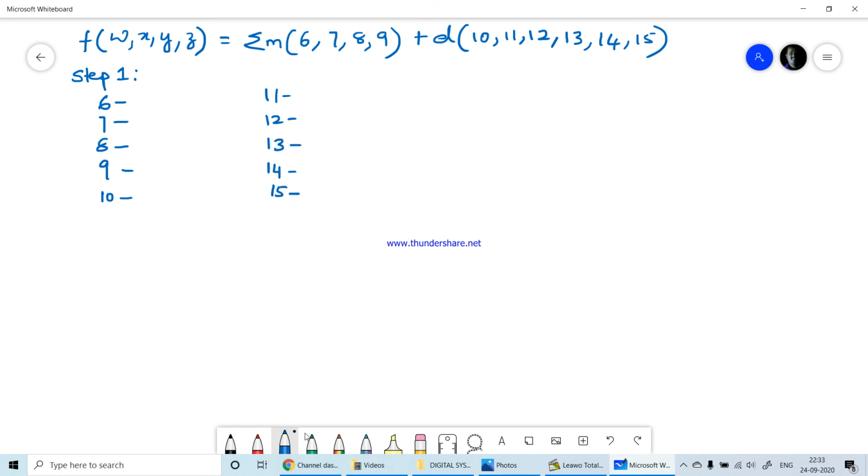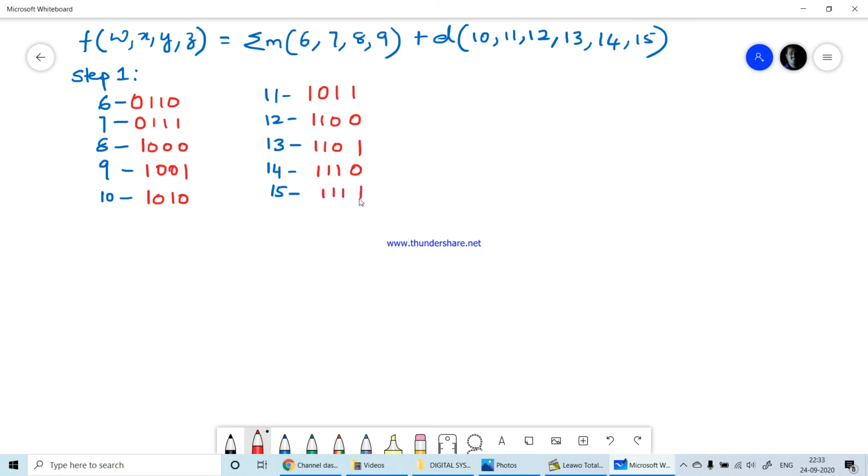If you write the binary values for all of these, 6 is 0, 1, 1, 0, 7 is 0, 1, 1, 1, 8 is 1, 0, 0, 0, 9 is 1, 0, 0, 1, 10 is 1, 0, 1, 0, 11 is 1, 0, 1, 1, 12 is 1, 1, 0, 0, 13 is 1, 1, 0, 1, 14 is 1, 1, 1, 0, 15 is all ones. This is step 1.